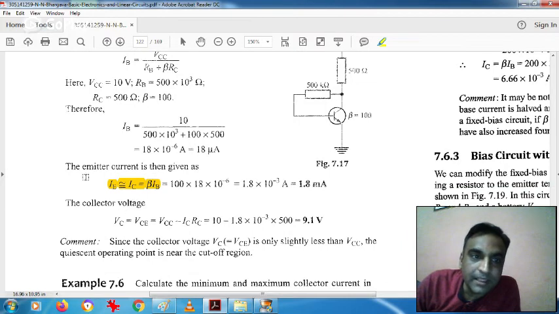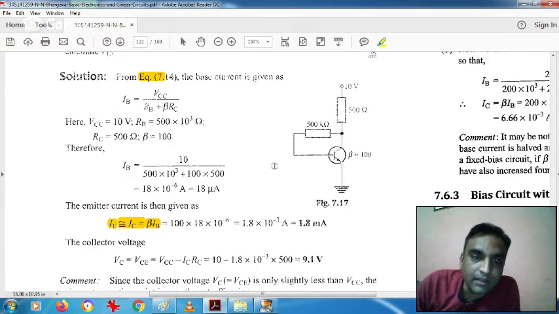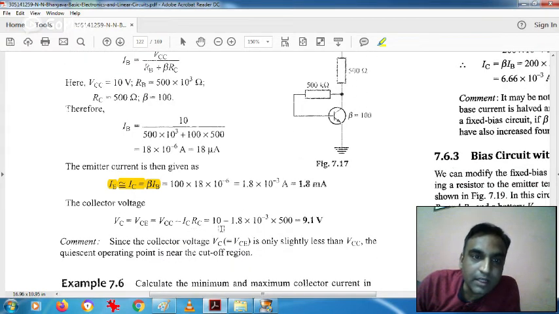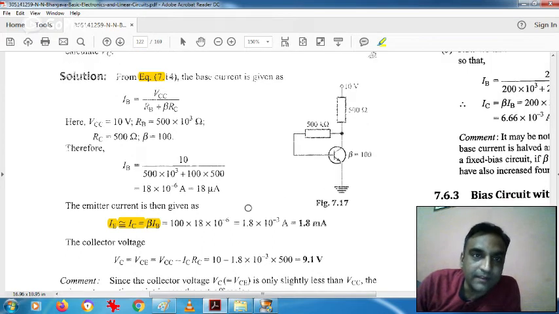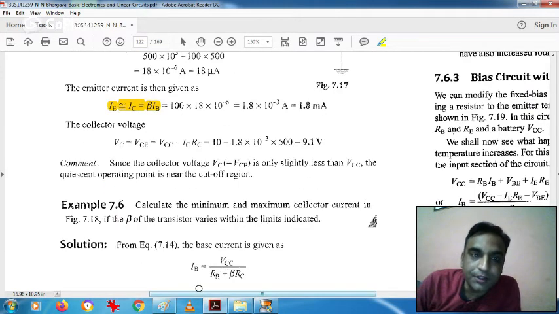Now VCE is equal to VCC minus ICRC. VCC is 10 volt as we have seen in the circuit, minus 1.8 into the RC value, which is 500. If you calculate, it will come as 9.1 volt. So this is how you can calculate the numerical, if it is asked.